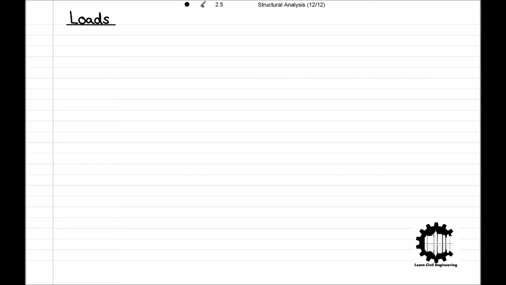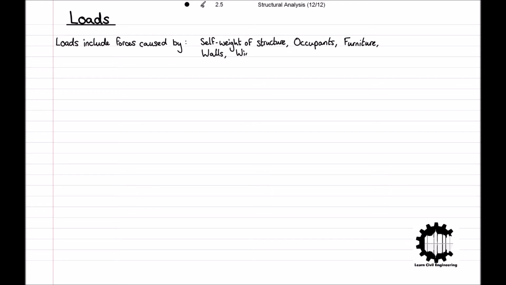When considering buildings specifically, the loads that could be applied include forces caused by the weight of the structure itself, the occupants, furniture and other content, walls, wind, snow, and earthquakes. In this section, we will take a look at the different types of loads that can result from these forces, and how we can denote them clearly for others to understand.